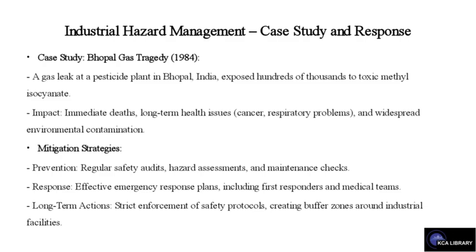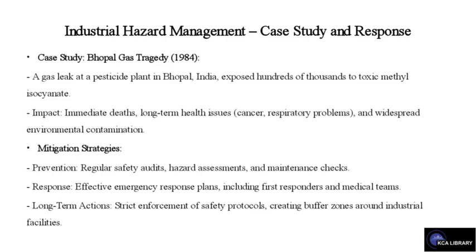In industrial hazard management, let's look at the case study and the responses. Now let's look at the case study. Let's look at the Bhopal case study in India in 1984. Now, there was a gas leak in a pesticide plant in Bhopal, India, right? This pesticide plant in Bhopal is where pesticide is produced, right? Now, it exposed hundreds of thousands to toxic methyl isocyanate. That was the name of the ingredient that was used in producing this pesticide, this toxic compound.